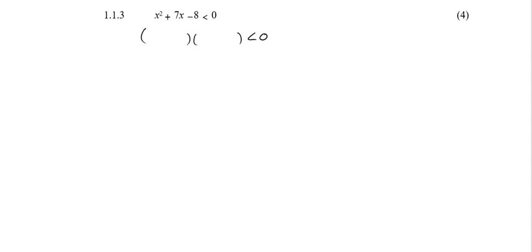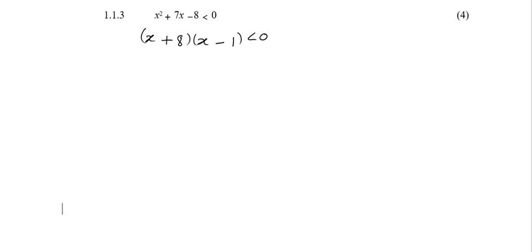So if we factorize, I need factors of negative 8 that add up to positive 7. So it's 8 and 1, because 8 times 1 is 8, but 8 minus 1 is 7. So I've got x and x, and the signs in my brackets are not the same, but the bigger number, the 8, takes the sign of 7. So the bigger number 8 will be positive, and the other one is negative.